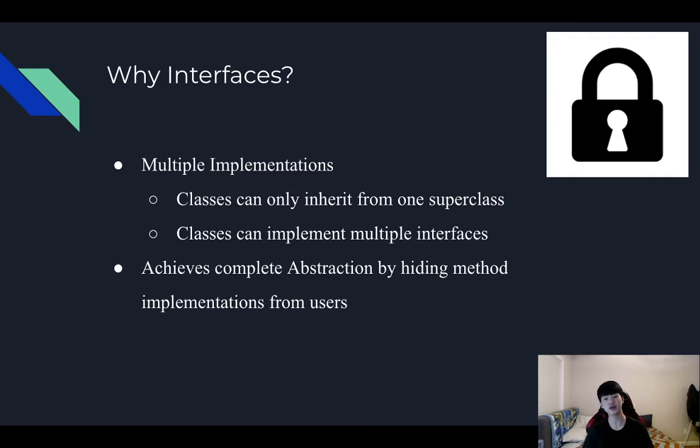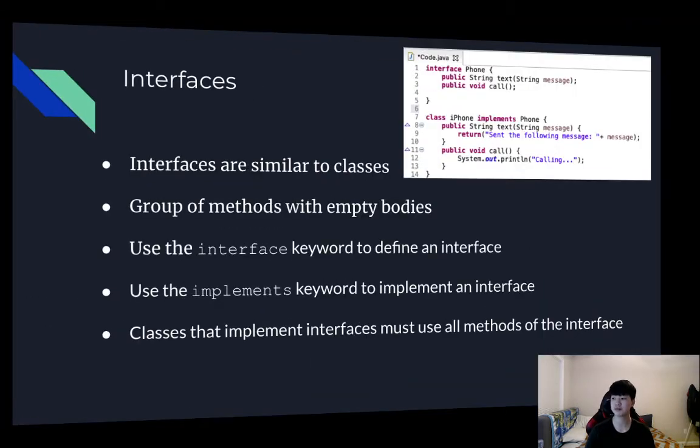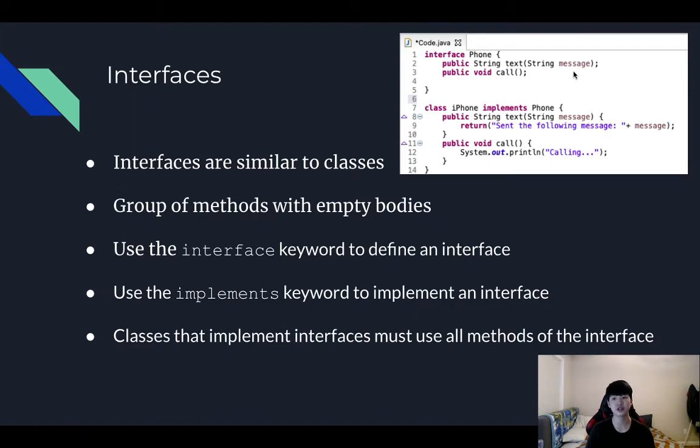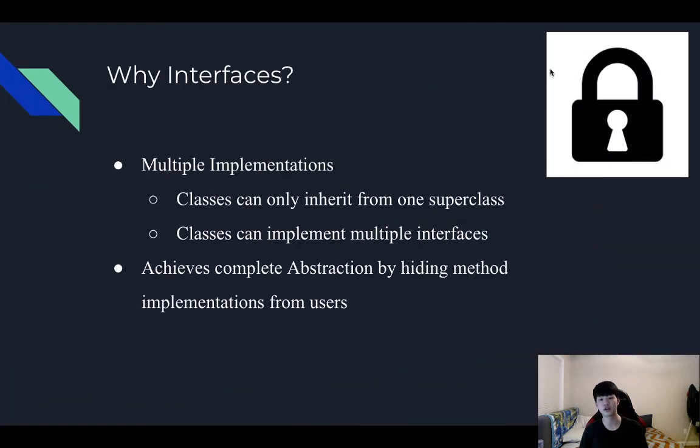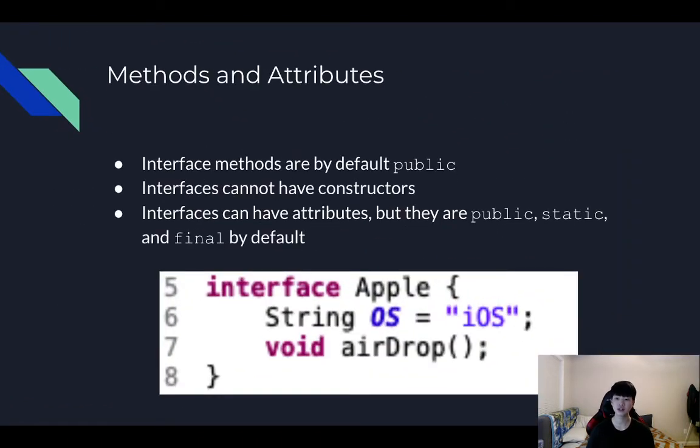Another popular thing about interfaces is that they achieve complete abstraction by hiding method implementation from users. If you look at what we saw previously, you could see the methods and what they're called, but you couldn't actually see what they do, right? Obviously, for smaller projects like school projects or things you do on the side, it might not be that helpful. But in larger projects where security is a valid concern, this abstraction might help a lot. So let's talk about methods and attributes.